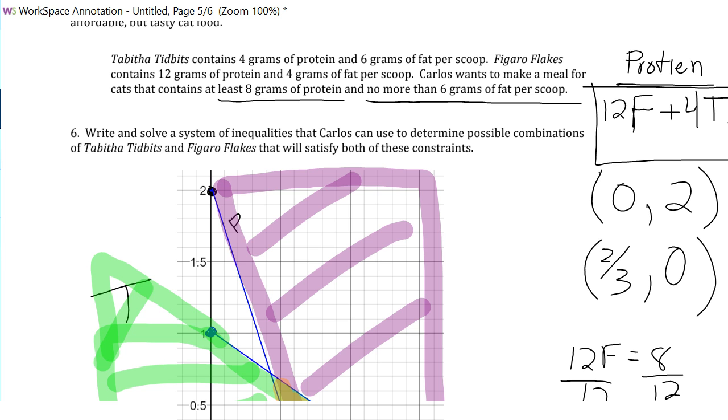We could go 1 scoop of Figaro and, how about 1/4 of a scoop of Tabby's. That would work. So there is our constraint.